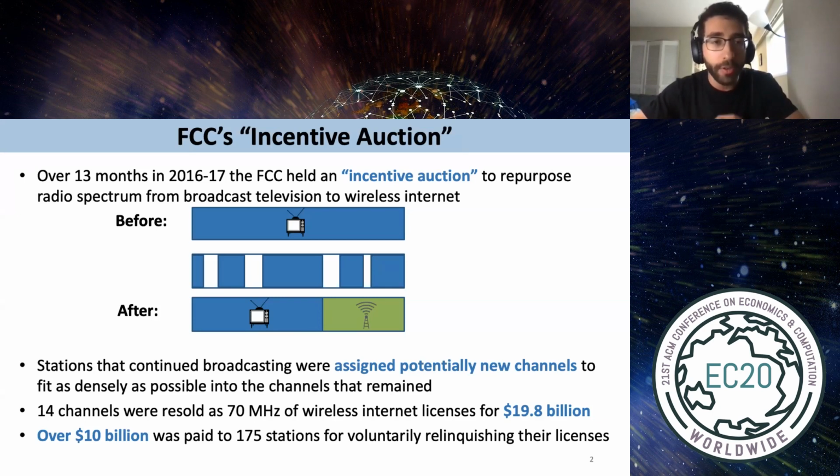In practice, 14 such TV channels were actually resold as 70 megahertz of wireless internet licenses for nearly $20 billion. About 10 billion of these dollars were paid to TV stations to voluntarily give up their broadcasting licenses. Now, was this a good auction outcome? How would you go about analyzing that kind of question?